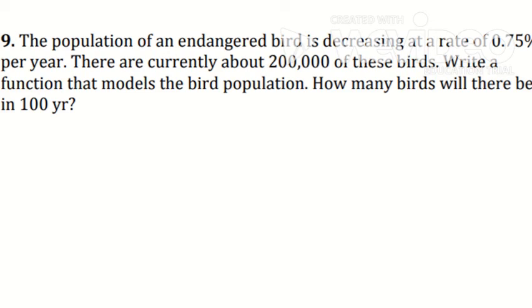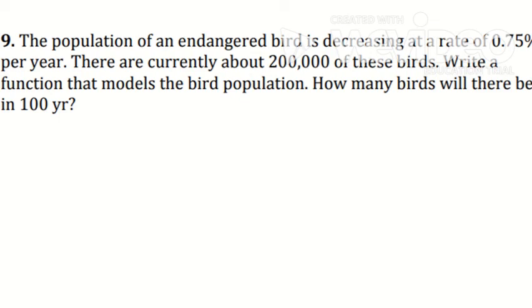We're looking at the population of endangered bird species that's decreasing at a rate of 0.75% per year. There are currently 200,000 of these birds. Write a function that models the bird population. How many birds will there be in 100 years?